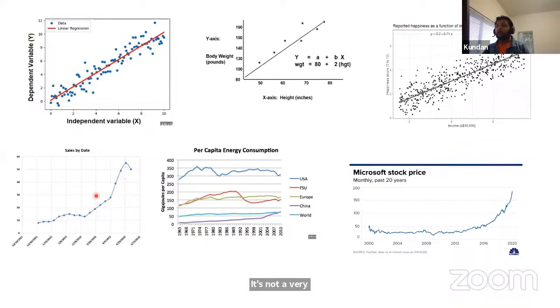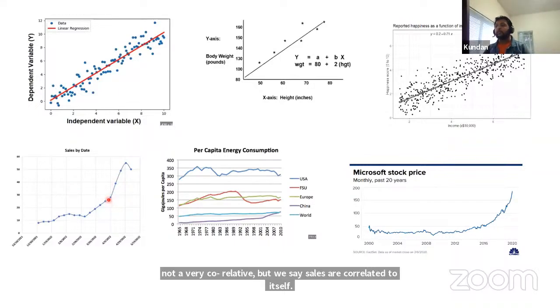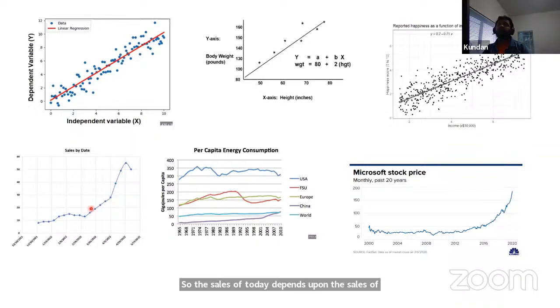But we say sales are correlated to itself. The sales of today depend upon the sales of yesterday, and the sales of yesterday may depend upon the sales of the previous day. So the history of any quantity at any point of time always depends upon the previous values. This concept we call autocorrelation: any quantity which is correlating to itself is called autocorrelation, and that happens in a time series. I'm talking about only one variable as of now, and we will jump into the multivariate as well. But for now, take the example of energy consumption of different countries.